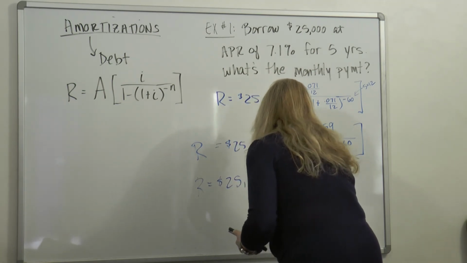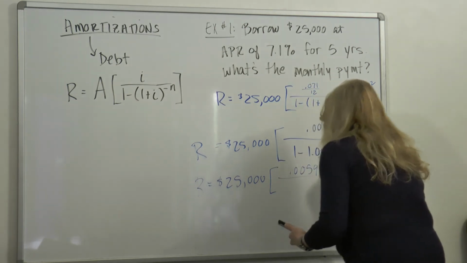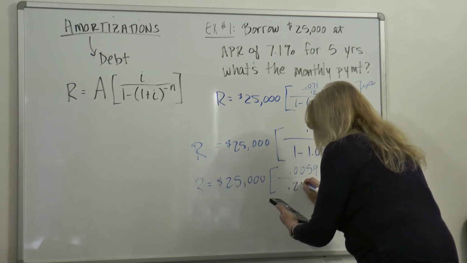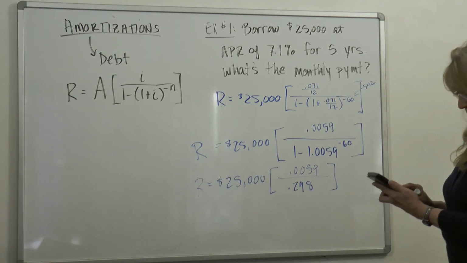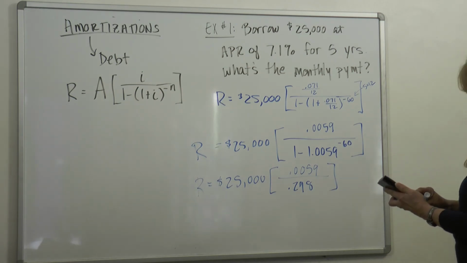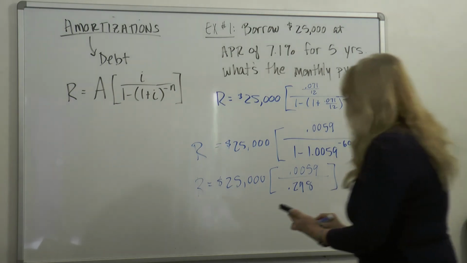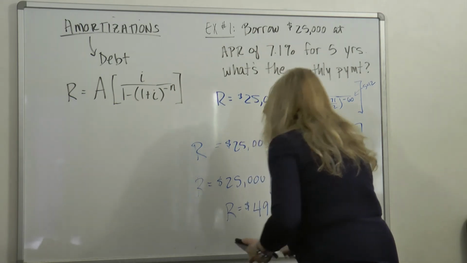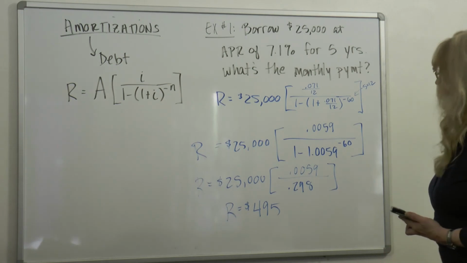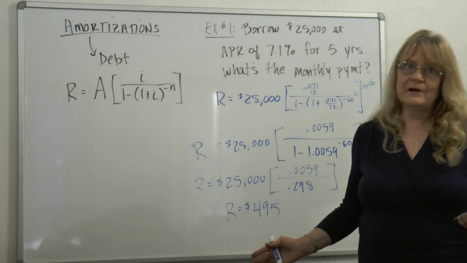I usually do this all in one step in my calculator for myself, but it's kind of hard for students to understand what I'm doing, especially given our method here. So 0.0059 divided by 0.298 equals, times 25,000. I'm just rounding to the nearest dollar. Now you should always be able to see if it's in the realm of possibility that your answer would make sense.